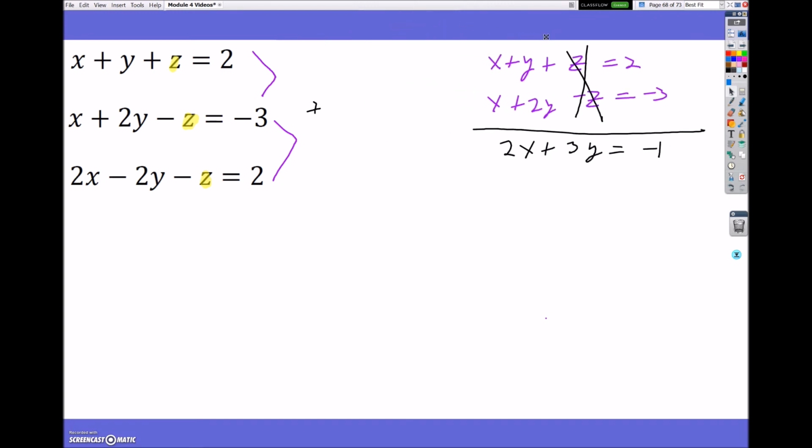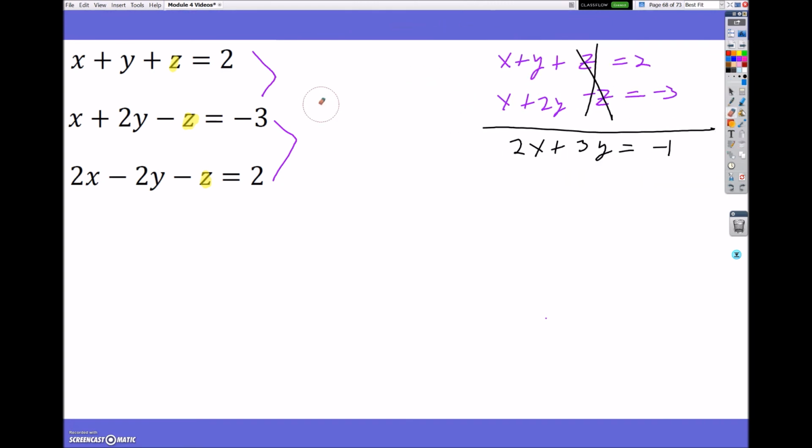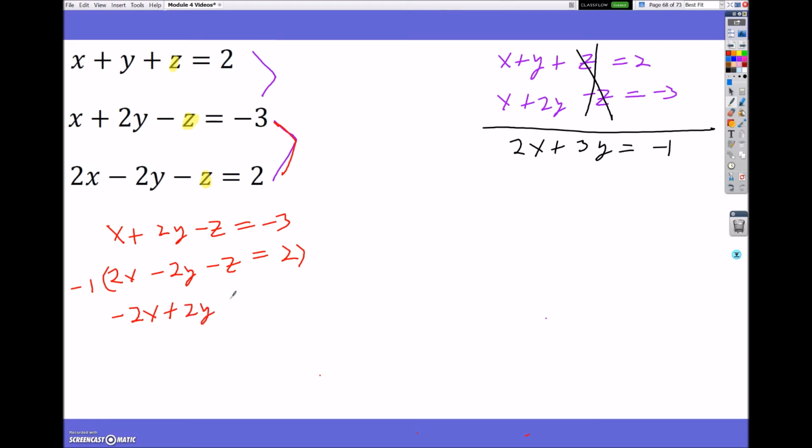We're going to come back to it in a second. And now what I'm going to do in red is focus on these two equations right here. I'm going to have x plus 2y minus z equals negative 3, and I'm also going to have 2x minus 2y minus z equals 2. I notice that the z's, remember I eliminated the z's on the first one, so we're going to eliminate the z's in the second one. I'm going to multiply this by negative 1 in order to change all those signs to get negative 2x plus 2y plus z is equal to negative 2.